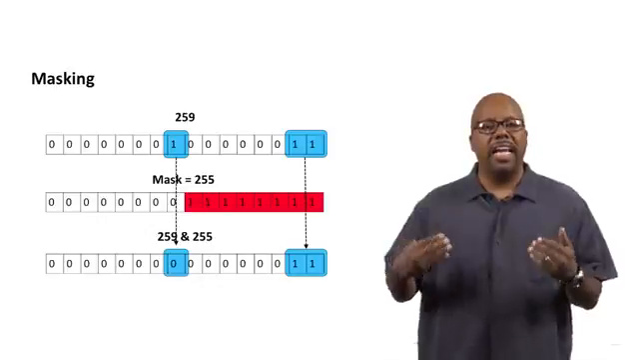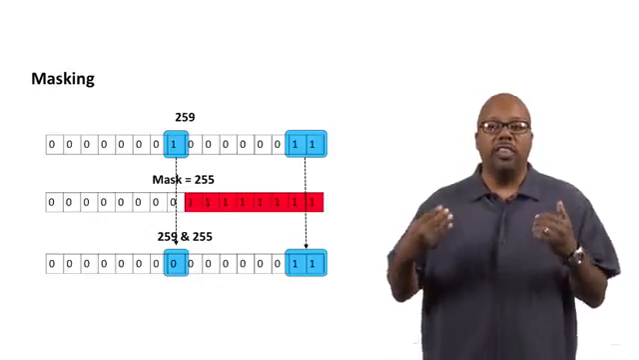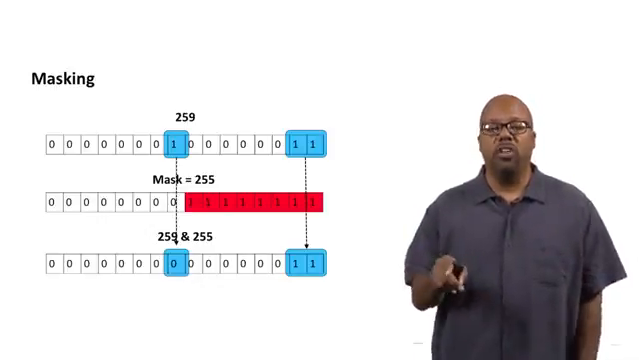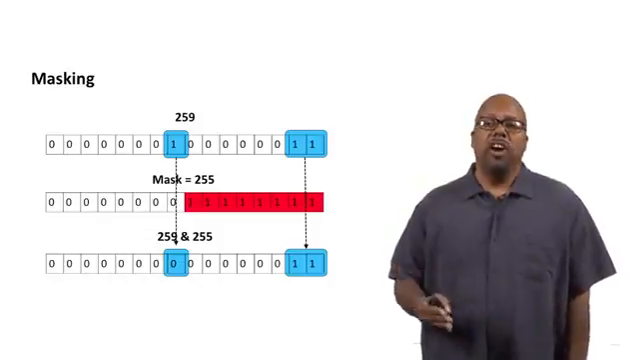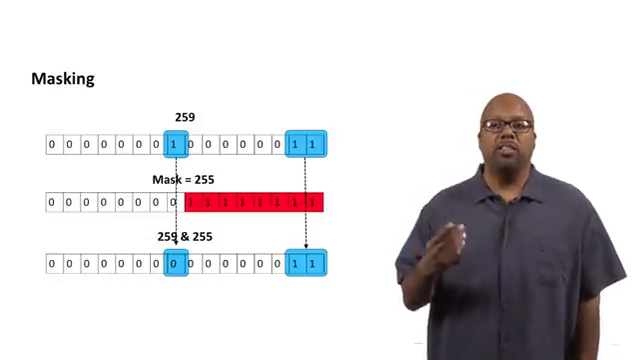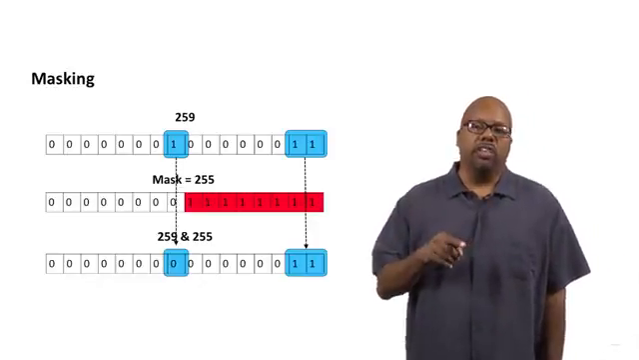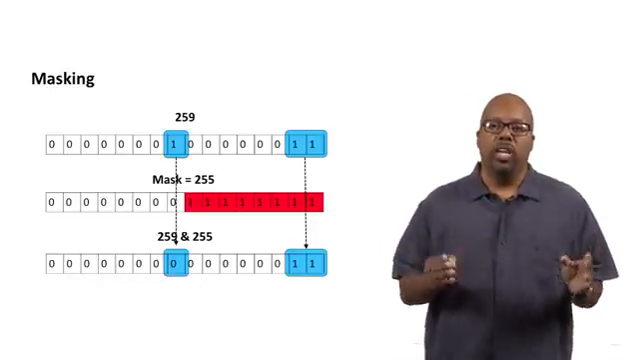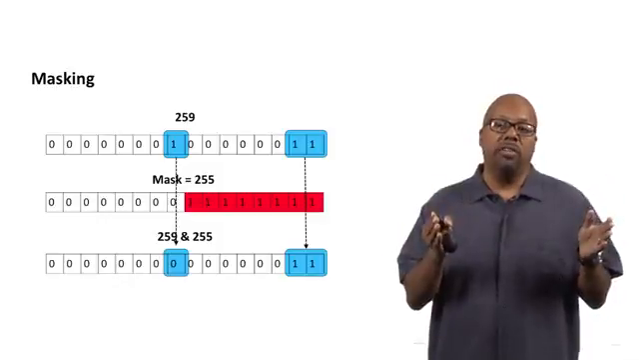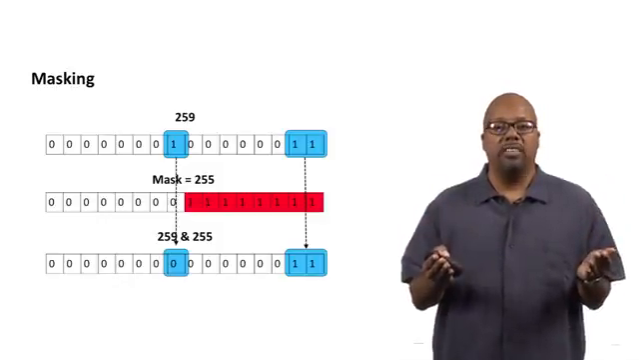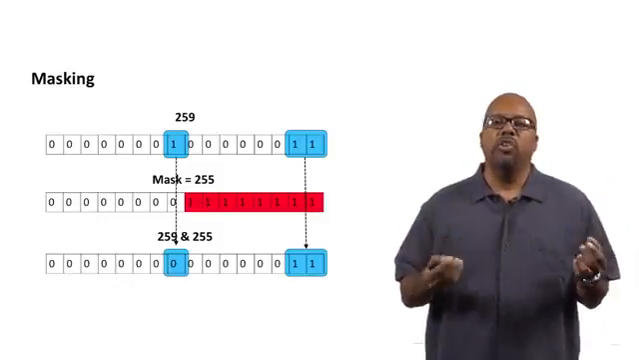When you take a number and bitwise AND it with ones, you get that same number back. So you'll notice in the result at the bottom, the least significant 8 bits are exactly the same as the least significant 8 bits of the number 259 that we're interested in. Now, the most significant bits of the mask are all zeros. So we're ANDing the most significant bits of 259 with the most significant bits of the mask. And any time you AND a number with a 0, you get a 0.